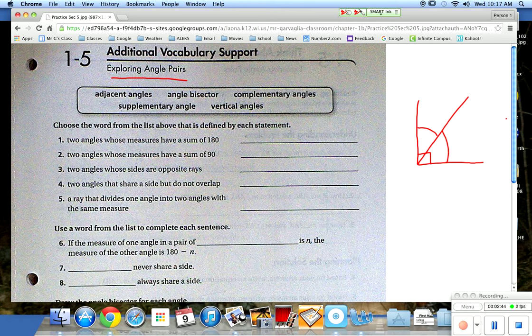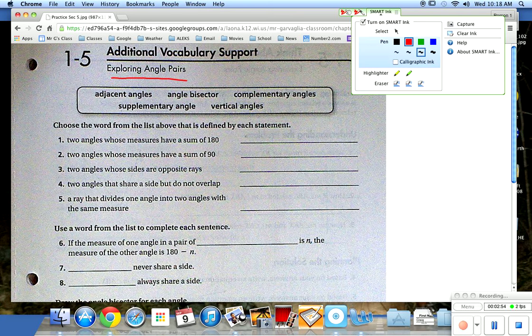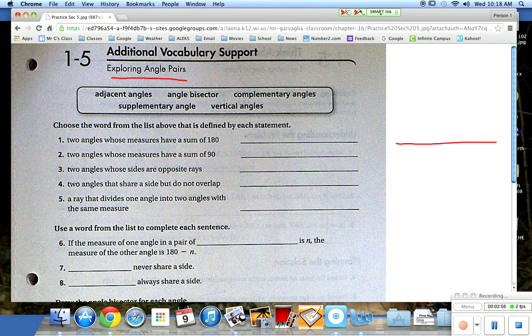What would a supplementary angle be then? 180 degrees. If they add up to 180 degrees. If I have a line here and one going off here, then this angle here is supplementary to this angle because they add up to 180 degrees.